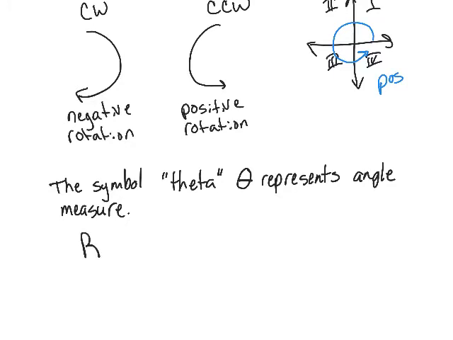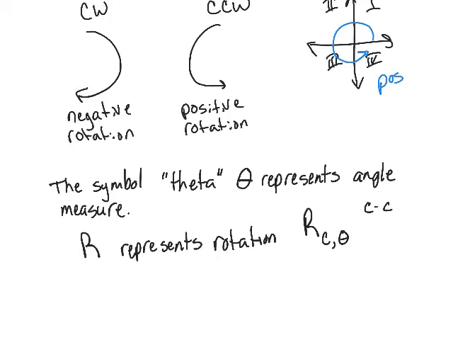The notation for a rotation is a capital R, and that's important. So a capital R represents rotation. So to represent a rotation, it would be capital R. You'd have some kind of center of rotation and angle. So C is the center of rotation, some point. And theta is the angle that it's rotating through. It can be either positive or negative.